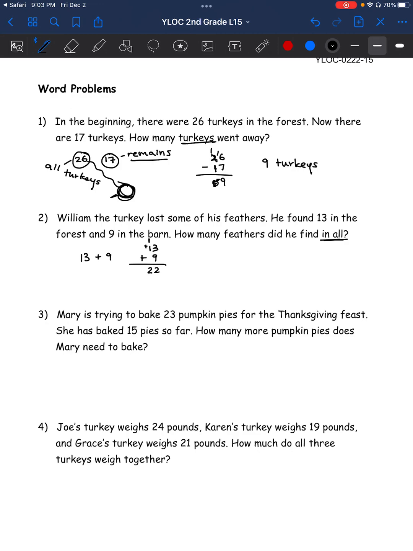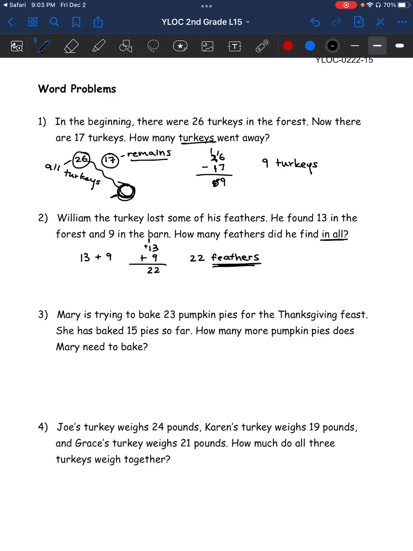Now 1 plus 1 equals 2. So how many feathers did he find in all? 22 feathers. And please, please, please always remember to put your units, because if you don't put your units, you're wrong. Because if you just put 22, 22 what? 22 feathers, 22 forests, 22 barns, 22 turkeys? So remember always to put your units to make sure the audience knows what you're talking about.